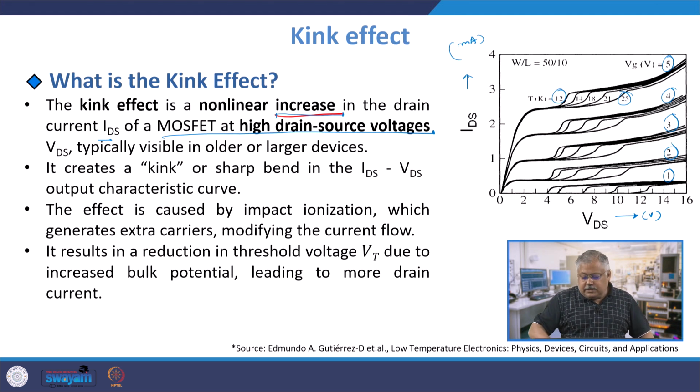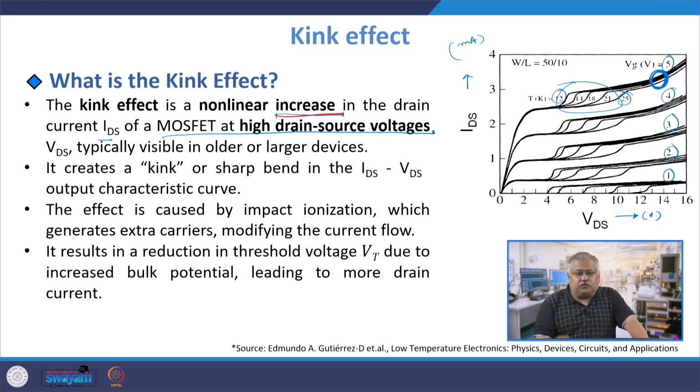The only thing is that somewhere around this particular point, depending on the temperature, you see a sudden small change in the current which is nonlinear in nature, and then it flattens out like this. The lower the temperature, the kink happens at a lower VDS. The higher the temperature, the kink happens at a higher VDS, and that is what is written in the second bullet, that it creates a kink or a sharp bend in the drain to source voltage output characteristics curve.